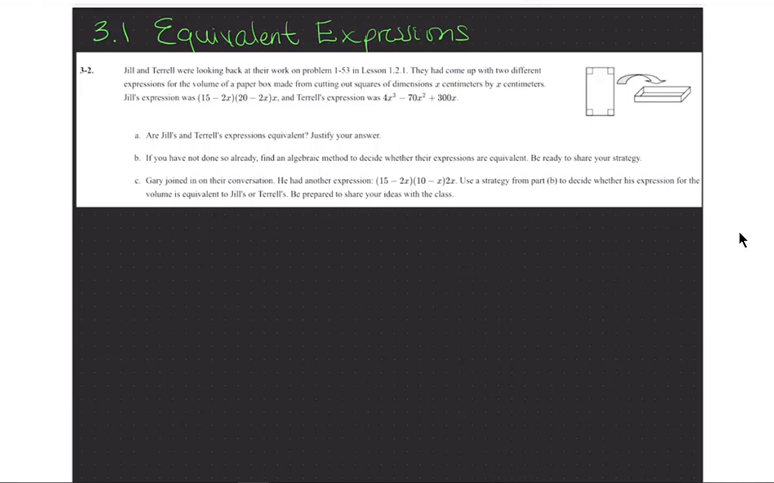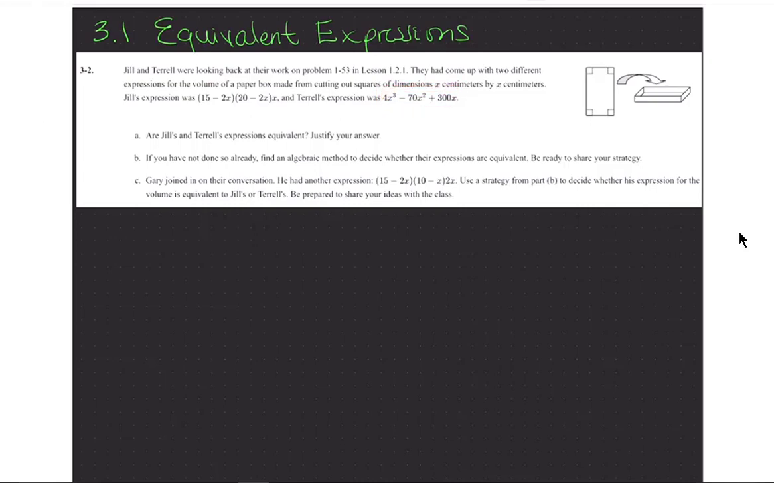So on problem 3-2, we're going to do 3-2 and 3-3 today. 3-3 has to do with these two people, Jill and Terrell, and they're looking back to Chapter 1. And in Chapter 1, we went through and built this box, right? We took a piece of cardboard and we made it into a box with no top on it. Ultimately, and we'll go through how they come up with the dimensions, Jill came up with one expression. She came up with this as an expression to represent the volume of our box, and Terrell came up with this expression for the volume for the box.